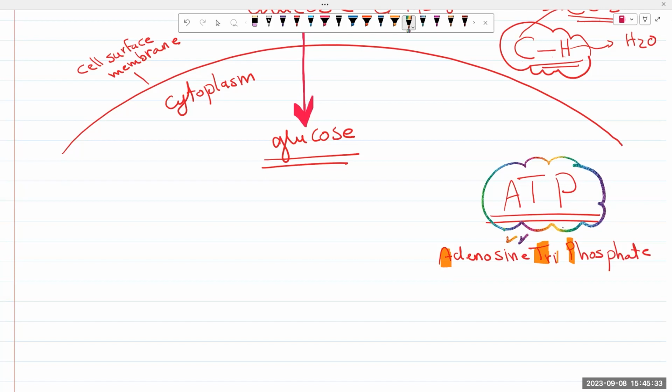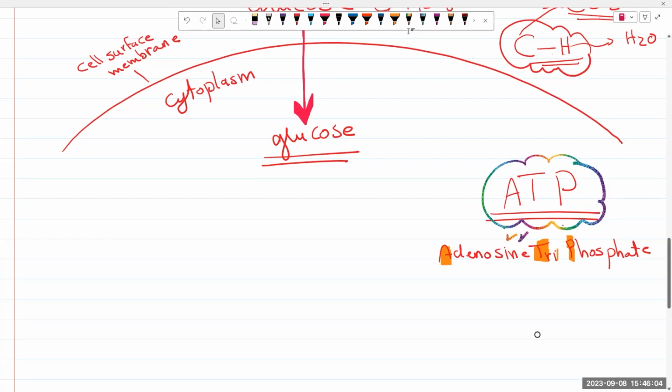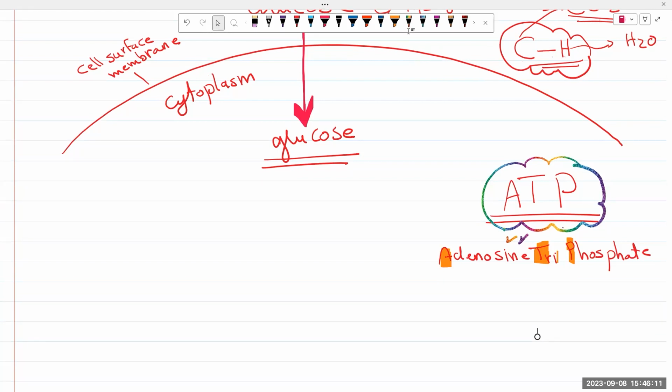That's why ATP is called the energy currency in all living things. I'm not talking only about humans or plants or animals. It is the energy currency in all living cells. Agree with me or not? Okay, do you hear me? Yes, doctor. Okay, done. So ATP is the energy currency.